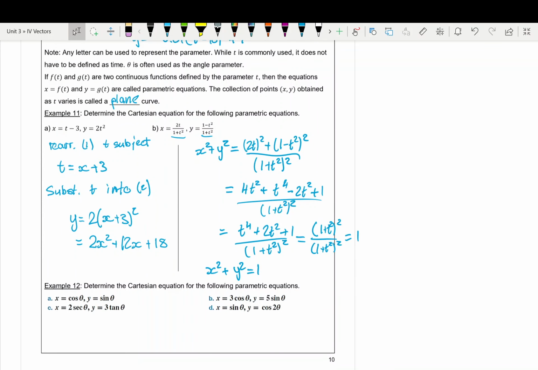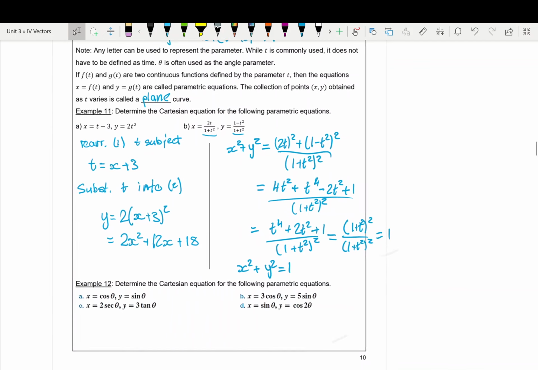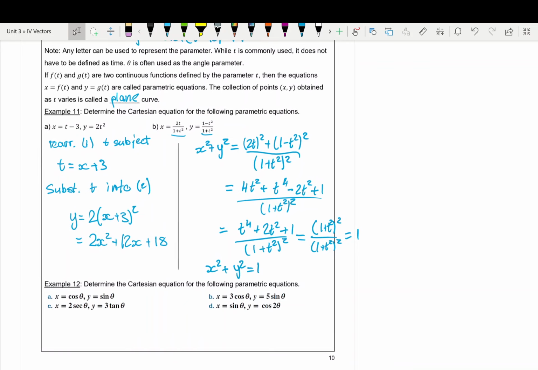As we talked about before, the parameter can also be an angle theta. So we're looking at these 4 examples here, which have their parameter as an angle. To do these, we need to use a lot of our angle identities. Looking at this first one, what can we do with cosine and sine to get rid of the angle? Well, if we add the squares, we can use the Pythagorean identity. So for part A, x squared plus y squared is going to equal sine squared theta plus cosine squared theta, which is x squared plus y squared equals 1.